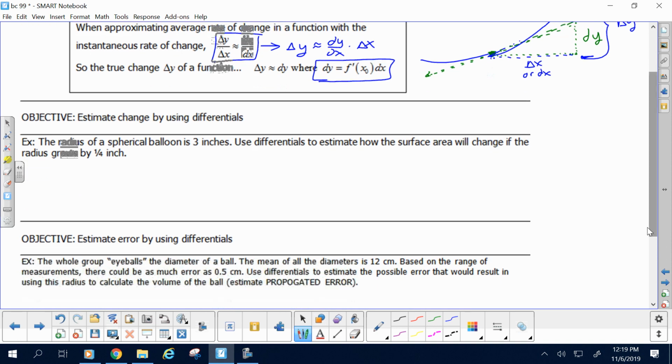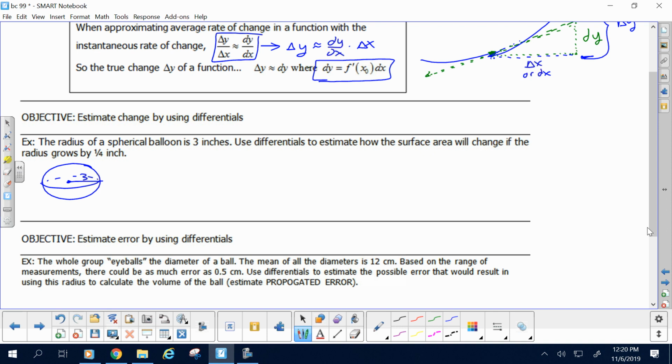And let's see how we'll do more of a real life problem or two first and see how it goes, all right? So check this out. The radius of a spherical balloon is 3 inches. I don't know if you need a picture, but it's fun to draw. Cool. Use differentials to estimate how the surface area will change if the radius goes by a 1/4 inch. Now, it says use differentials to estimate how it will change, not find the change.